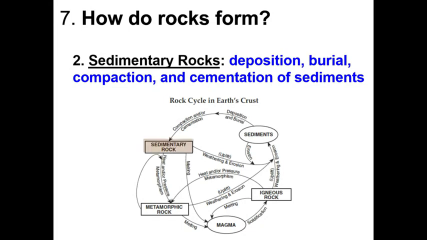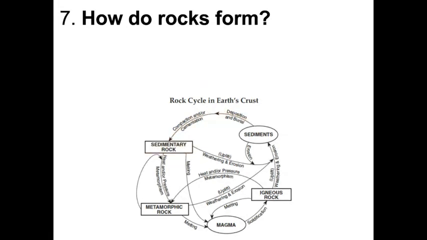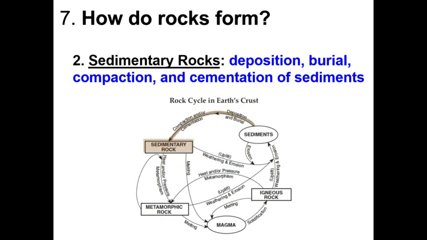Okay, so here's our sedimentary rock on the top left-hand side. Okay, and we see the arrow that's leading to it. Now, it's coming from sediments. Now, like before, sedimentary rocks, metamorphic rocks, and igneous rocks can turn into a sedimentary rock. It just needs to follow the path of the arrows.